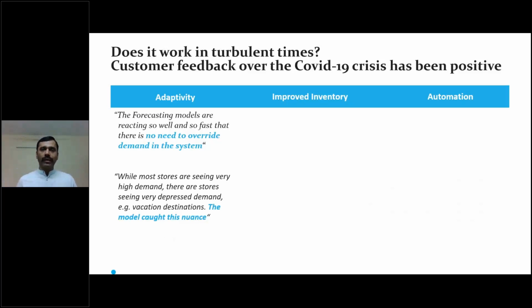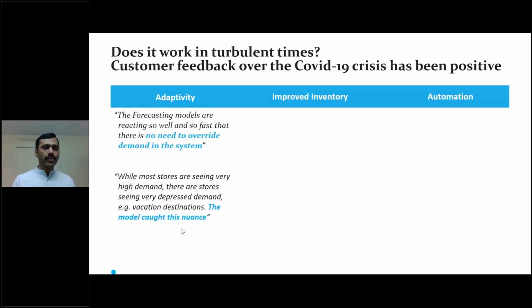Faced with the current times of COVID and all the disruptions that we are going through, does it work? So we actually have a few customer quotes. I cannot put the names here for confidentiality reasons. But there were some customers we were working with who had implemented these algorithms before COVID. So what they actually reported back is this kind of feedback: that the algorithm is able to adapt to the new situation or the new sales pattern that it's observing, so they did not really find the need to put any kind of overrides in there.